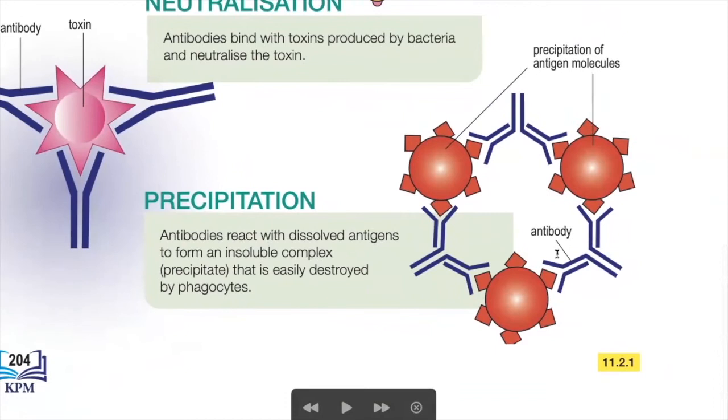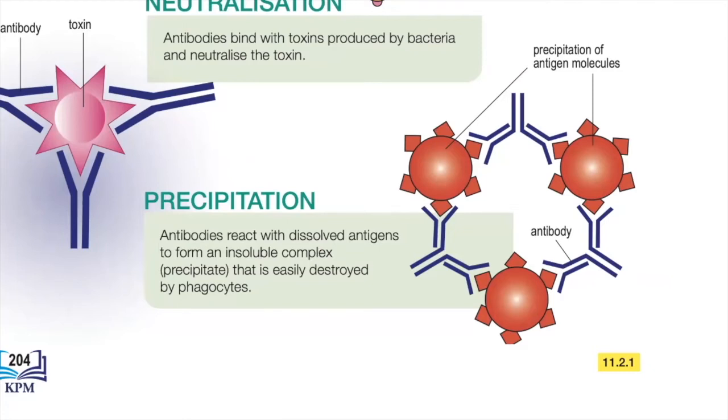Precipitation. Macam mana precipitation ni? The antibody react with dissolved antigen to form insoluble complex. Okay, apa maksud dia? Okay, dissolve. Sebab aku nak tahu, some of the bacteria, dia punya antigen can dissolve in the blood. Dia larut dalam air. Bila larut dalam air, it's very hard for us to kill them. So what will happen is that the antibody ni, dia akan tukar dissolved antigen tu, dia akan jadi insoluble complex. Soluble tu maksudnya larut. Kalau insoluble jadi tak larut.